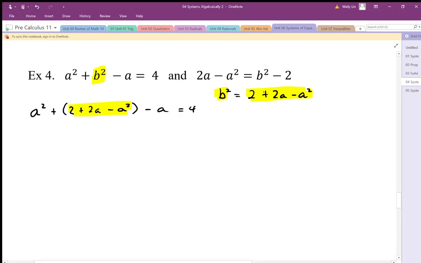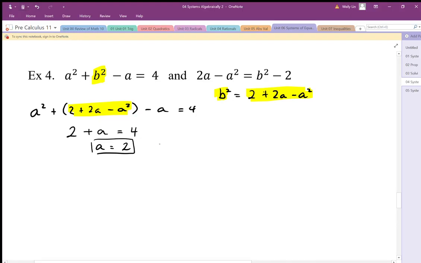And going ahead and solving this, A squared minus A squared cancel out. So I'm going to end up with 2A minus A is plus 1A equals 4. Solving for A, I get A equals 2. Okay, so if A equals 2, looks like I'm going to have a quadratic solution for B, so I'm going to plug that back in.